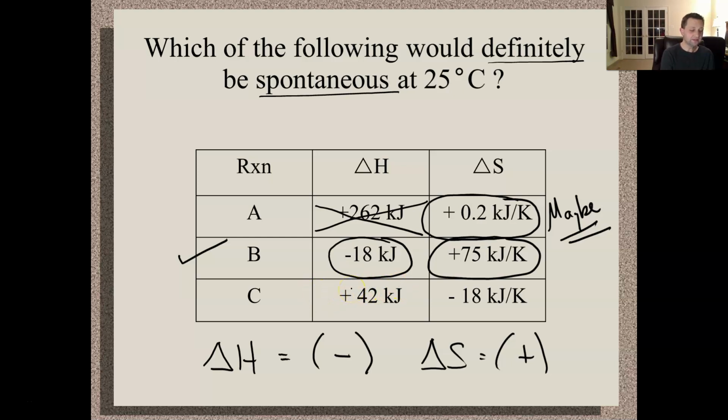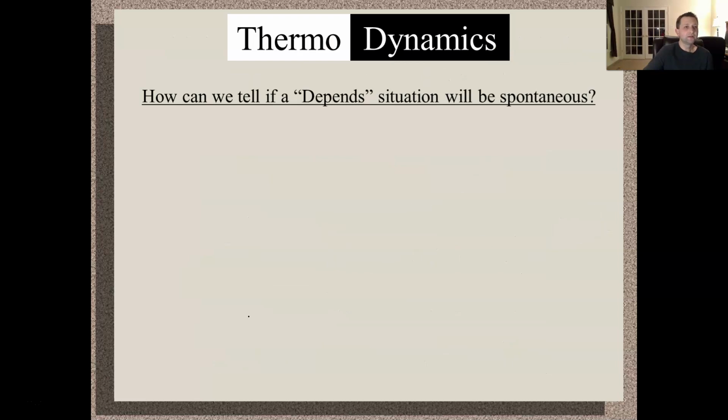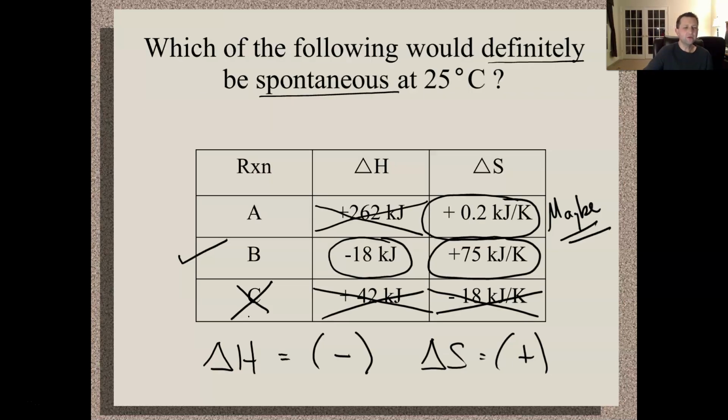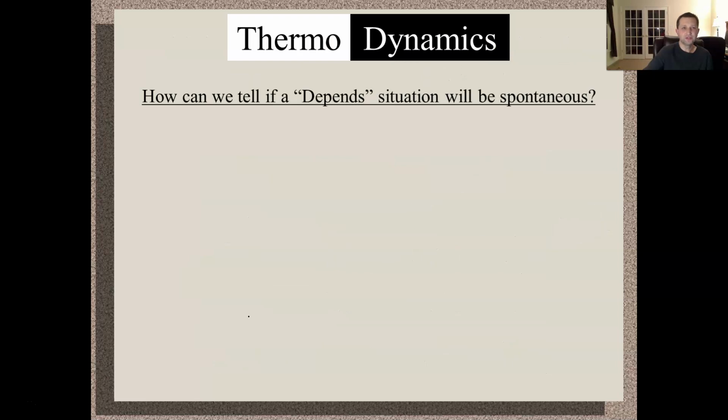Letter C, oh, that's not what we want. You have a positive delta H value, so that's no good. And you have a negative delta S value, that's no good. So letter C doesn't have any chance of being spontaneous or thermodynamically favorable. But A has a chance, right? And B is automatic, right? Because your enthalpy and entropy are exactly the sign that you want them to be. So how can we tell for letter A here, how can we tell if a maybe situation would be spontaneous or not?